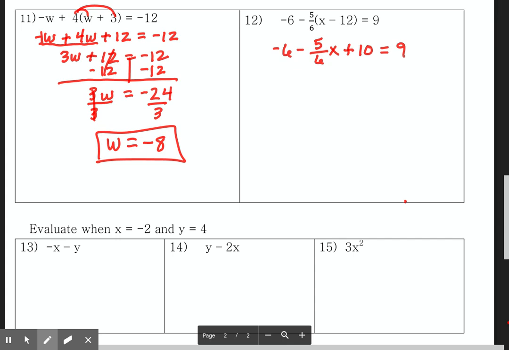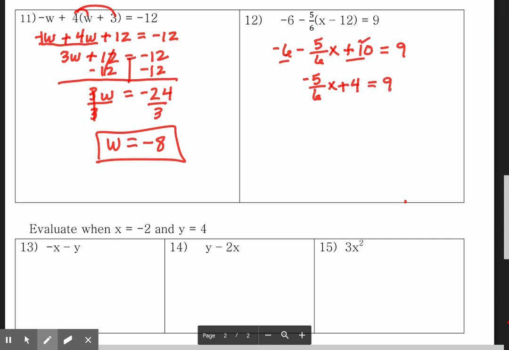So then we're going to combine, let's see, our negative 6 right here and our positive 10. We're going to bring down our negative 5/6 x. So negative 6 plus 10. Same signs add and keep, different signs subtract. Take the sign of the higher right there. Then you'll be exact. So basically it's 10 minus 6, which is 4, equals 9.